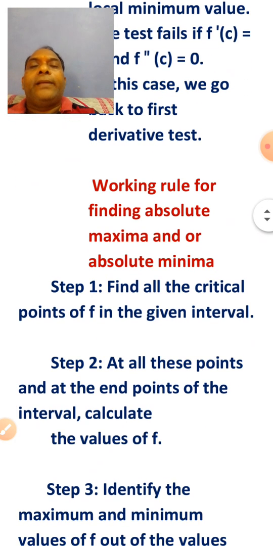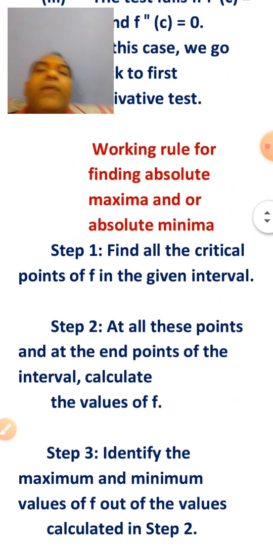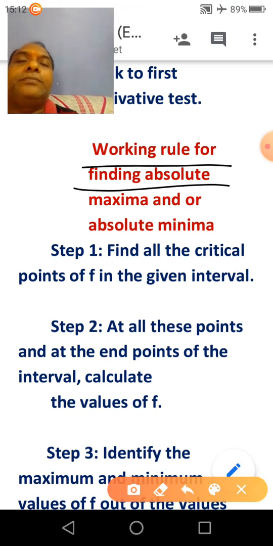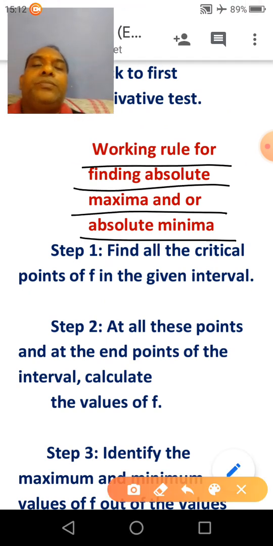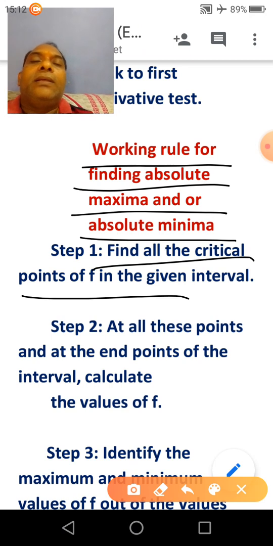Clear? Now the working rule for finding absolute maxima and/or absolute minima. Step first, find all the critical points. It means, how can we find the absolute maxima or absolute minima value? Clear?